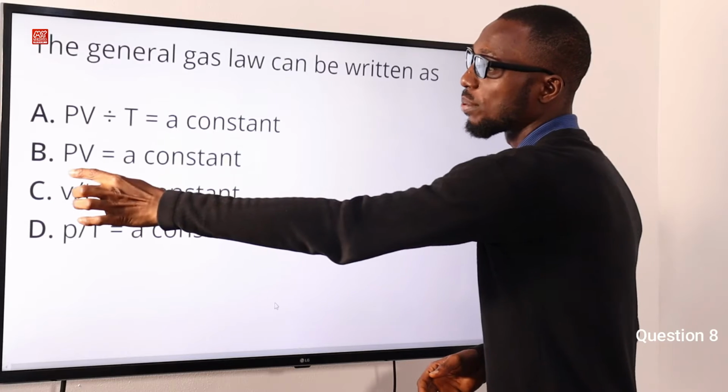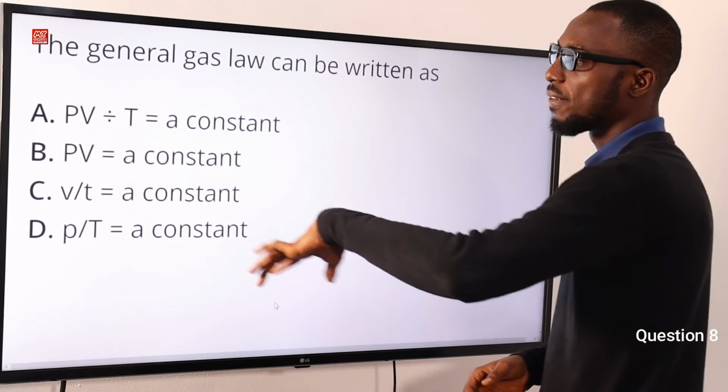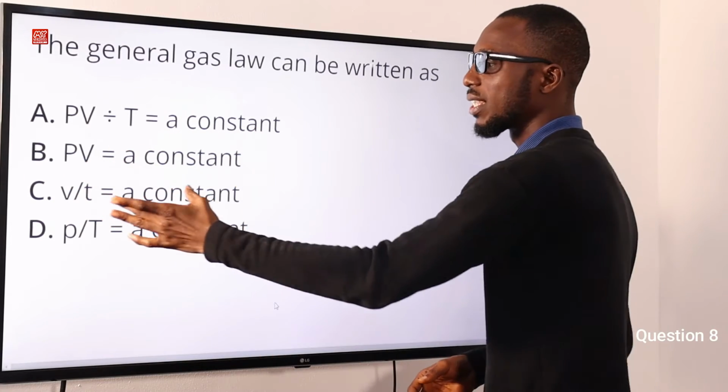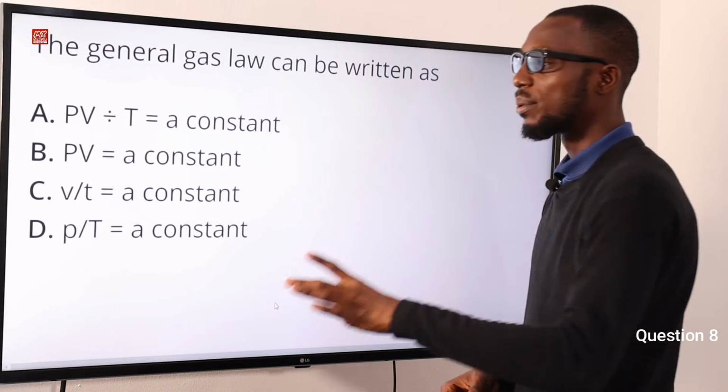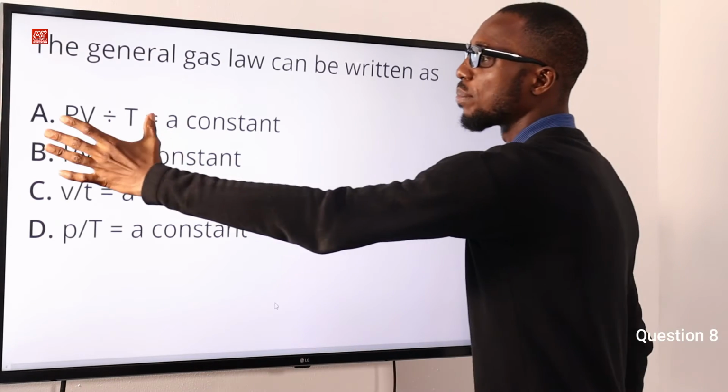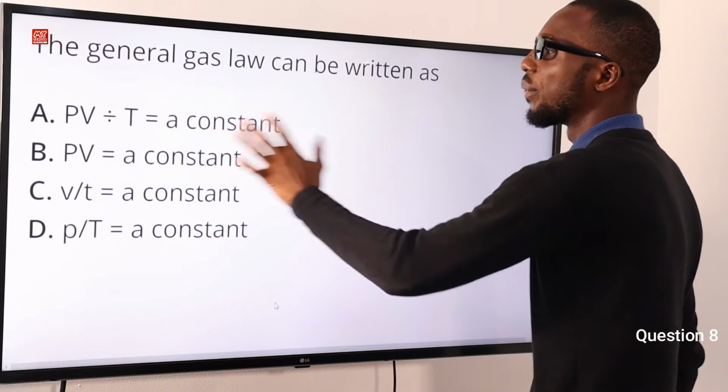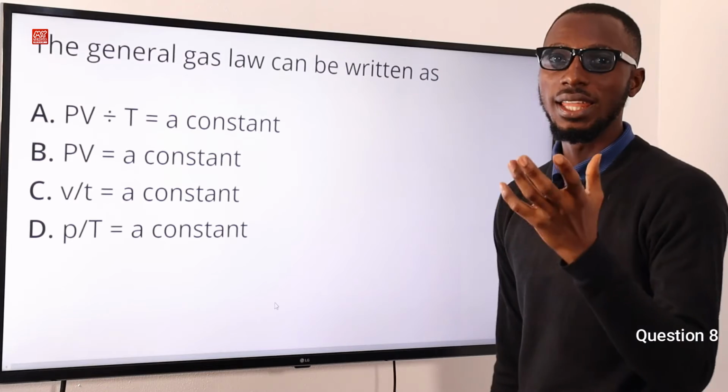So the correct option here is option A. Option B is P and V. This is telling you about Boyle's law. This is telling you about Charles' law. This is telling you about Pressure's law. So the correct option here, the general gas law, can be written as this. So option A is the correct option.